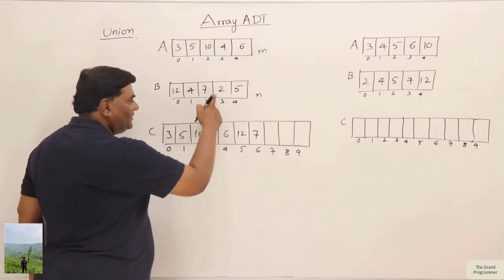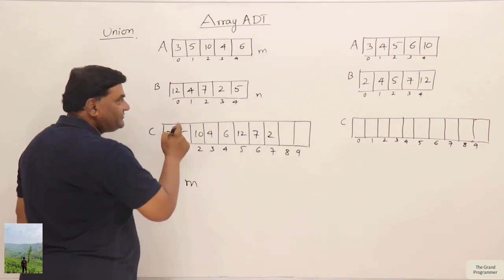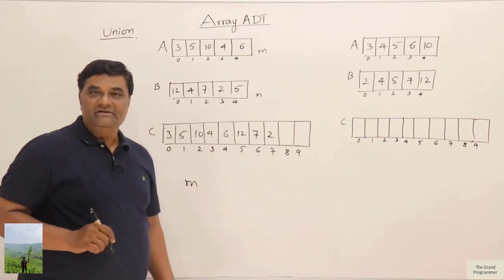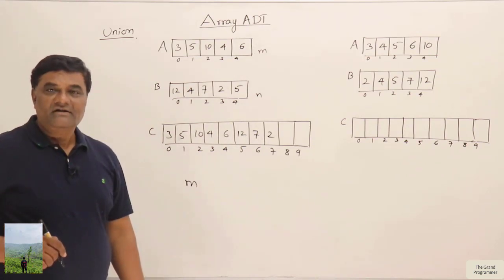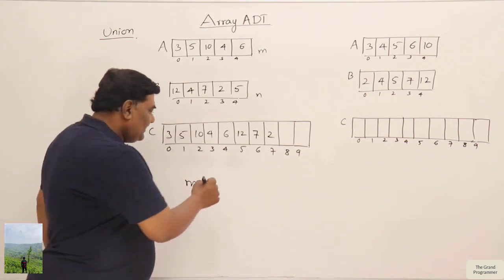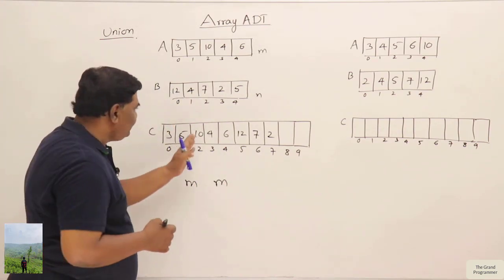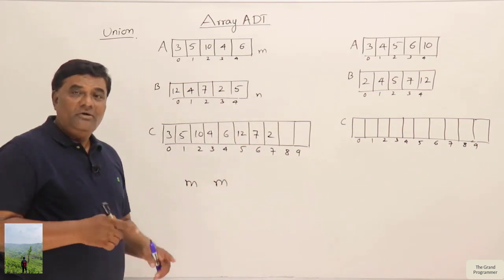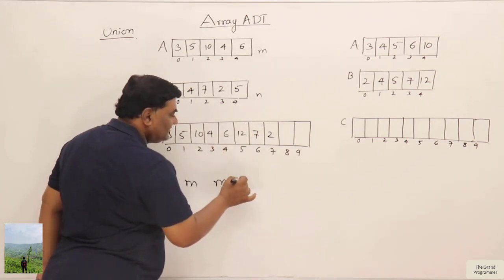So let us continue. 2, is it there? Not there. So copy it. 5, it's there. So don't copy it. So 4 and 5 were already present here, so those are not copied. Every element we have to search. So how much time is it taking? M is the time taken for searching. No doubt the elements are increasing afterward, but let us say m is the time for searching. How many times have we done this? For n times. So into n.